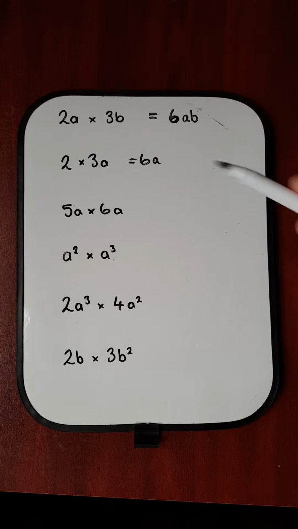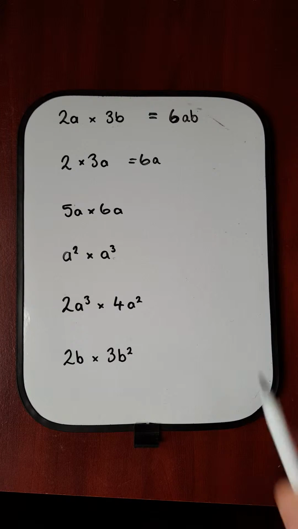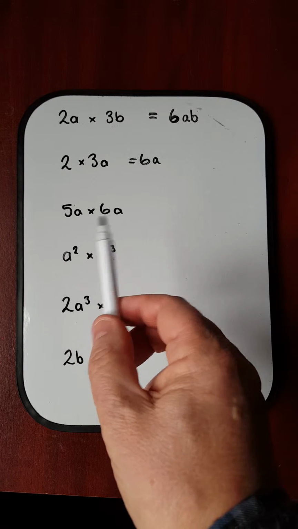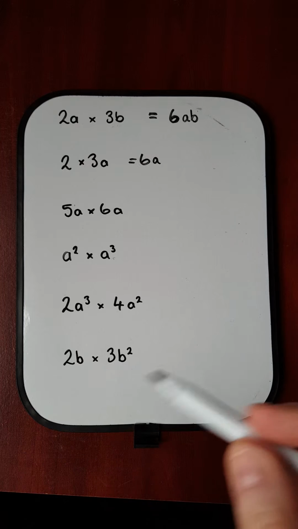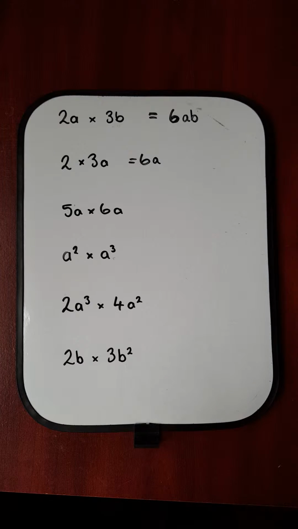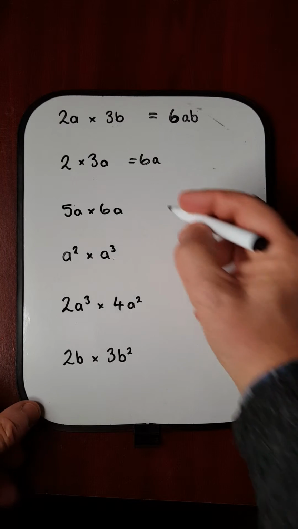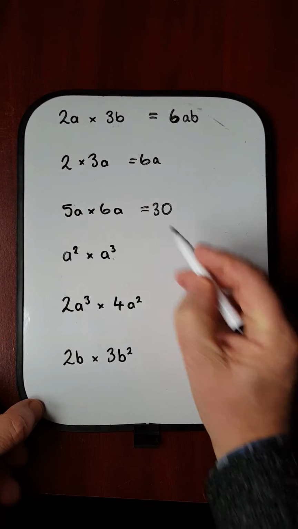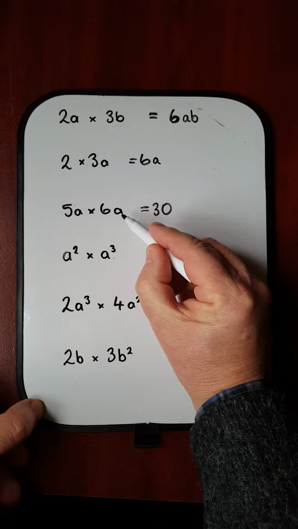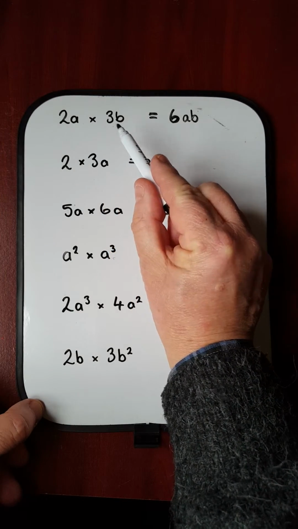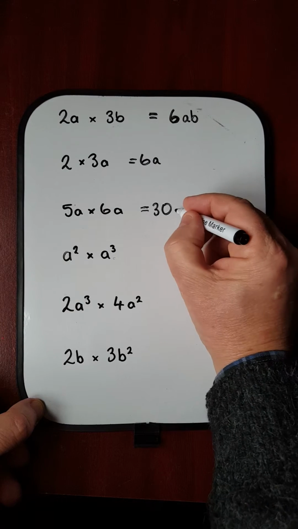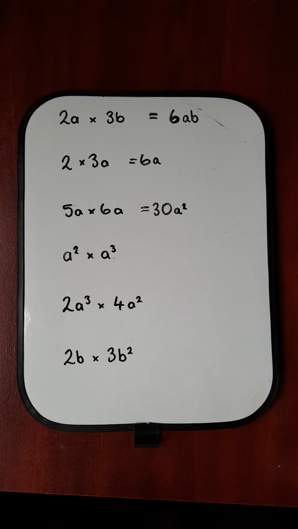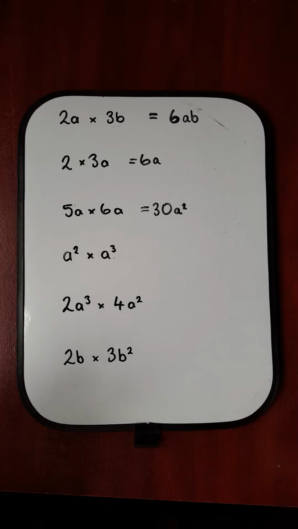Now on the next one, a little more complicated again, because this time round, as well as having numbers, the terms on both sides of this times sign are the same term. So what we've got here is 5a times 6a. 5 times 6 is 30. So the numbers part is dealt with. A times a, well, when a times b up here was ab, a times a, of course, is a squared. So the answer to that question is 30a squared.